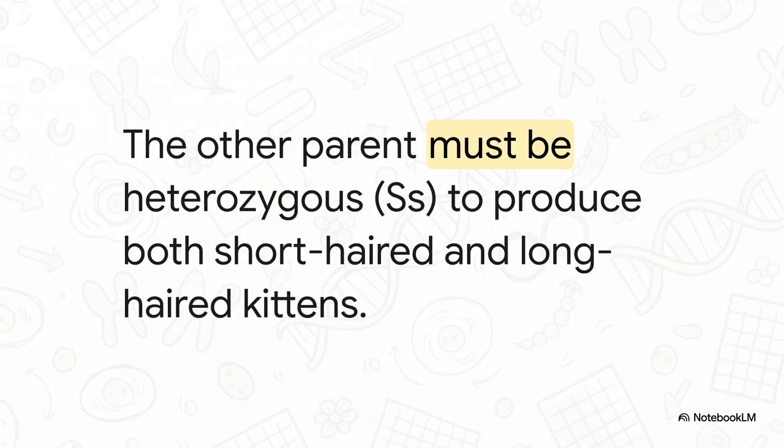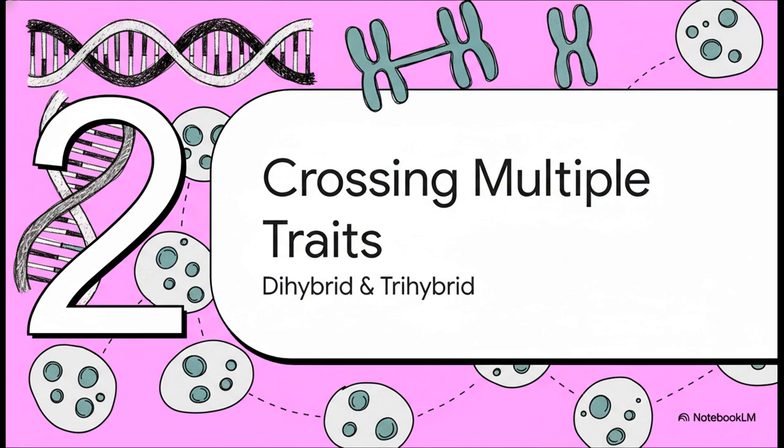So follow the logic here. We know one parent is little s, little s, which means it can only pass on a little s allele. So for any kitten to end up as little s, little s, the other parent must have a little s to give, right? But wait, we also have short-haired kittens. That means that same parent also has to carry the dominant big S allele. So what's the only genotype that fits? It's gotta be heterozygous, big S, little s. A short-haired cat that's secretly carrying the long hair trait. Case closed. All right, we've pretty much mastered single traits, so let's level up.